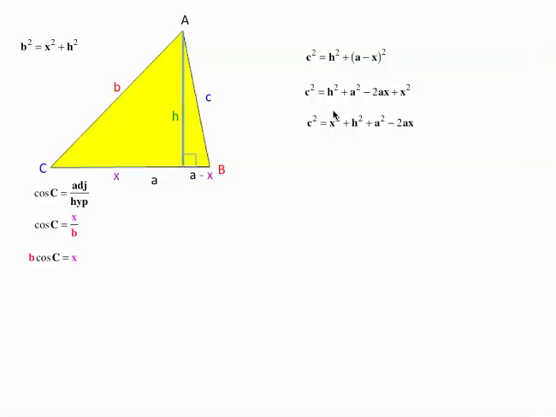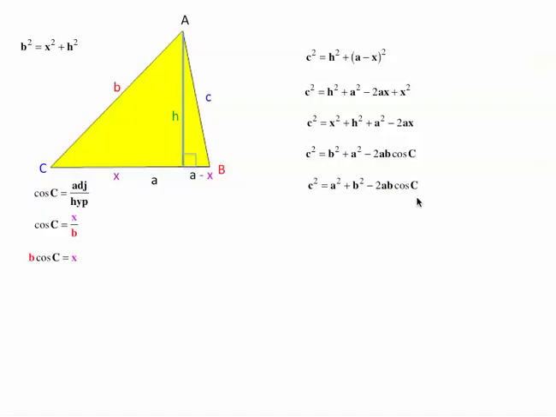So I'm going to get c squared is equal to b squared plus a squared minus 2a, and then the x is being replaced with b cos of c. Now I'm just going to reorganize it. I'm just going to put the a before the b, and that's it. So c squared is equal to a squared plus b squared, take away 2ab cos of c.